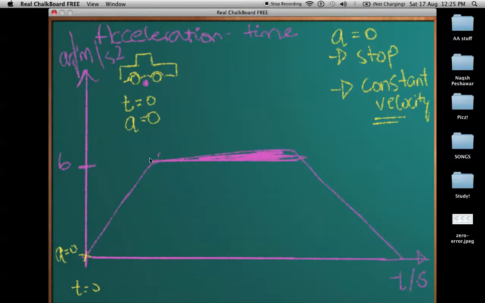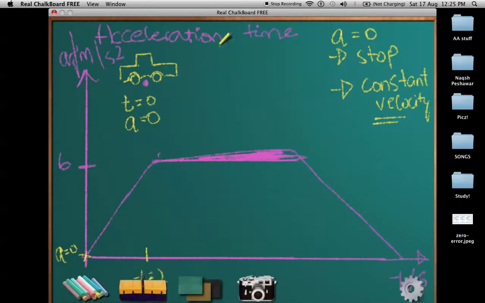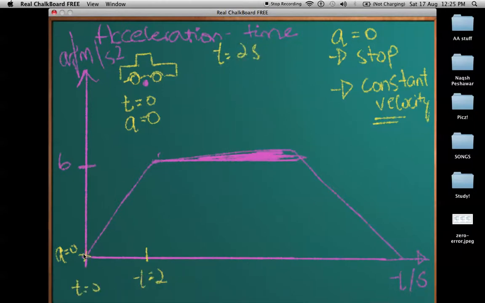So now, for example, at time t equals 2 seconds, the car has changed its acceleration, and now its acceleration is 6 meters per second squared. The car has increased its acceleration, and the acceleration at t equals 2 seconds is 6 meters per second squared. So always remember, this is an acceleration-time graph. So this is not telling me about the velocity. The acceleration is 6 meters per second squared.